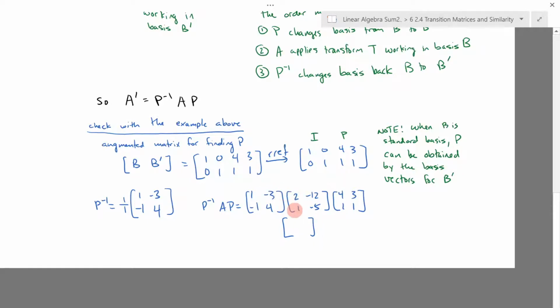So that's 2 minus 3 is negative 1. Negative 12 plus 15 is 3. Negative 2 plus 4 is 2. 12 minus 20 is negative 8. And this one stays the same. And then now I multiply to get the final result. So negative 4 plus 3 is negative 1. Negative 3 plus 3 is 0. 8 minus 8 is 0. And 6 minus 8 is negative 2.